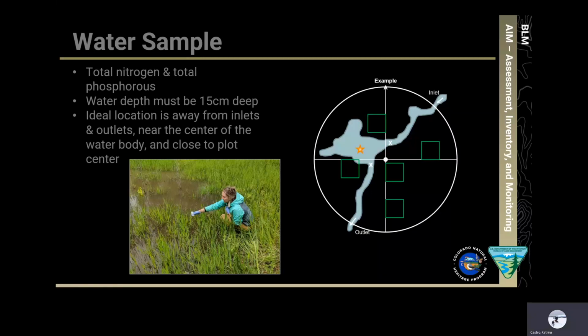In addition to in situ water chemistry information, a water sample, or grab sample, is collected at a single location within the monitoring plot. Water quality samples will be sent out for laboratory analysis for total nitrogen and total phosphorus at the end of the field season.